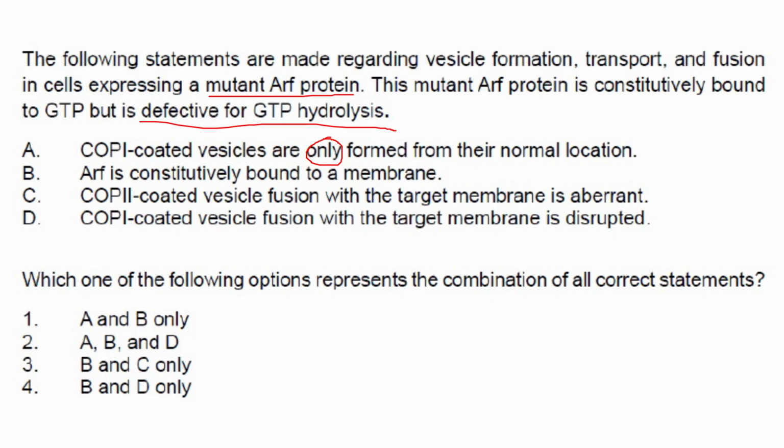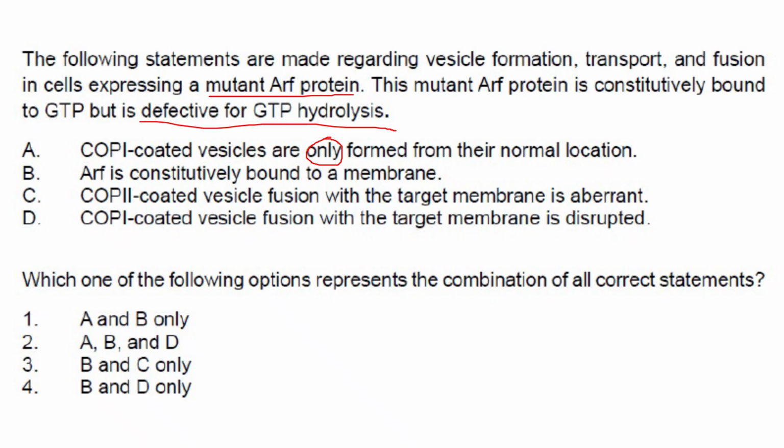Okay. Then ARF1 is constitutively bound to membrane. Yes. First ARF1 GDP is not bound to membrane. Once the GDP is exchanged to GTP, it is able to bind to the membrane. That is what we saw in the normal condition. Now the mutant ARF protein is always bound to GTP, so it will always remain bound to the membrane. It will not be released from the membrane.